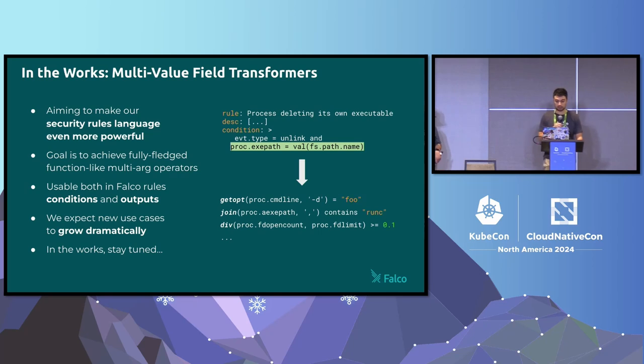Before passing the mic, I also wanted to mention a new thing that is in the works, which I'm involved in from an R&D perspective. As Luca presented before, we introduced transformers to make the Falco language more powerful and expressive. They were a bit of a success in allowing us to develop new detections and new kinds of Falco rules we couldn't envision in the past.